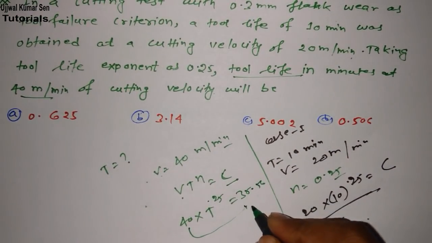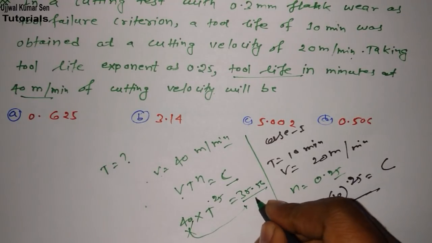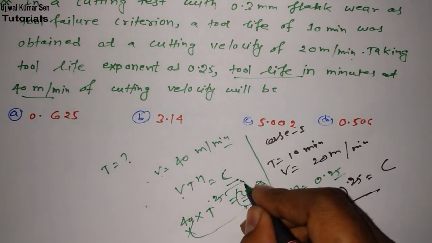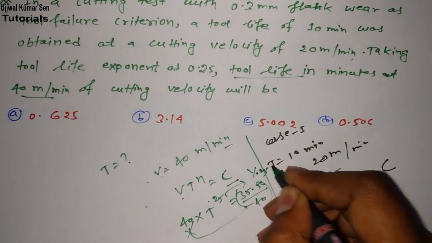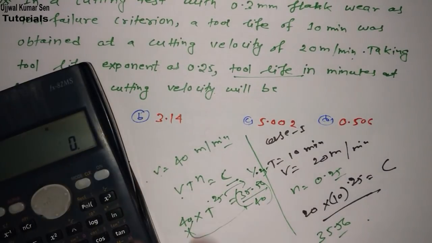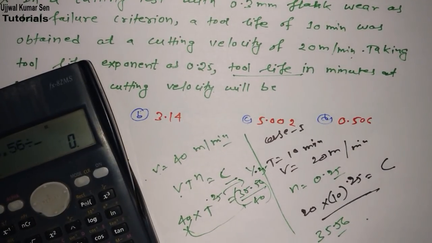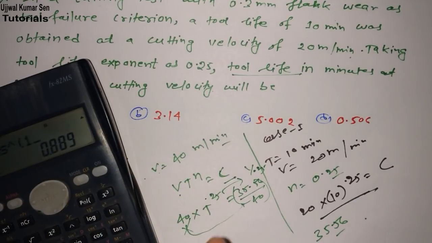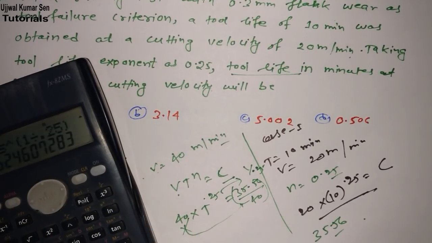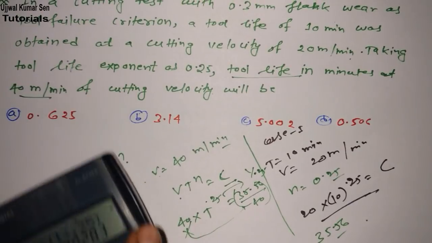What I will do is send this value to this side, so cut this and put it here, with power 1 by 0.25. The calculator is useful again: 35.56 divided by 40, raised to 1 divided by 0.25. What is the answer?